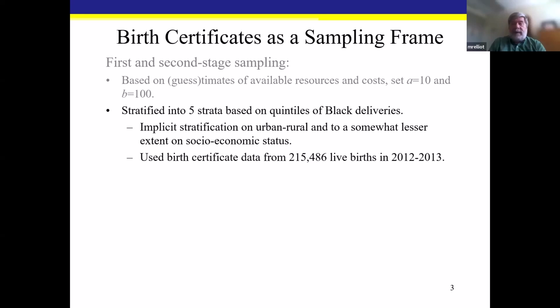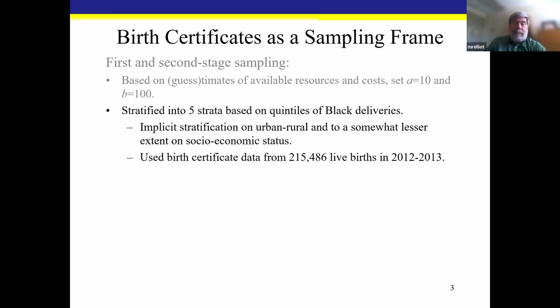That's information we can get from the birth certificate database. It implicitly stratified on urban, rural, and to some lesser extent on socioeconomic status. So we were sure that when we went in and pulled our sample, there wouldn't be sort of chance, even though it's a probability sample. In expectation, everything is going to be balanced. It means we can be sure that we have reasonable balance on that particular sample.